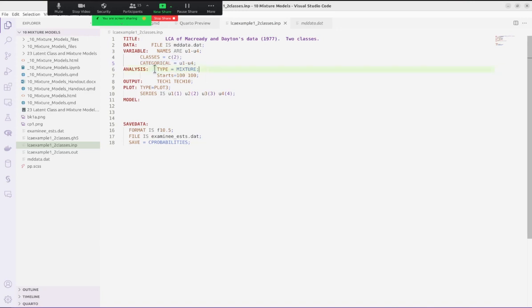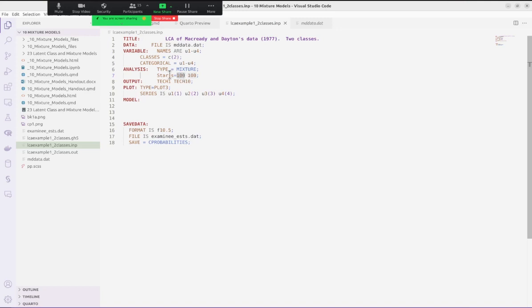Under the analysis section, we have to tell it the type is mixture. If we don't tell it the type of mixture model, it won't understand this classes line above us. And this starts option is the part that tries to circumvent the multi-modes, the multiple peaks in the likelihood function. Basically, for a 2-class model, we're going to estimate this 100 times. And we're doing 100 times to see how many of those 100 times that we estimated it end up in the maximum, the highest likelihood.